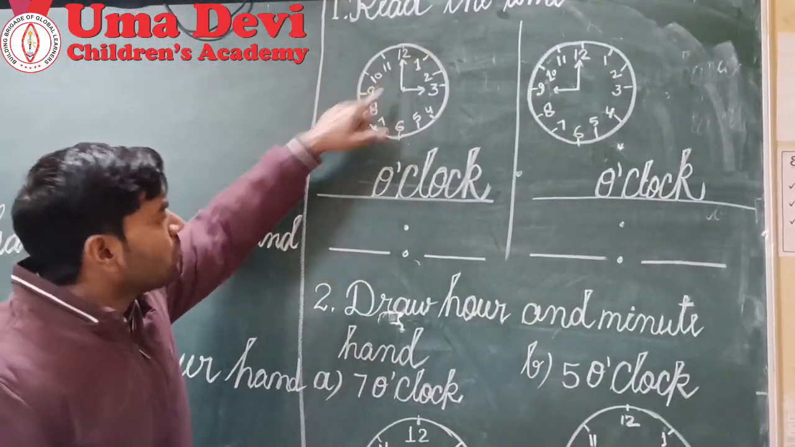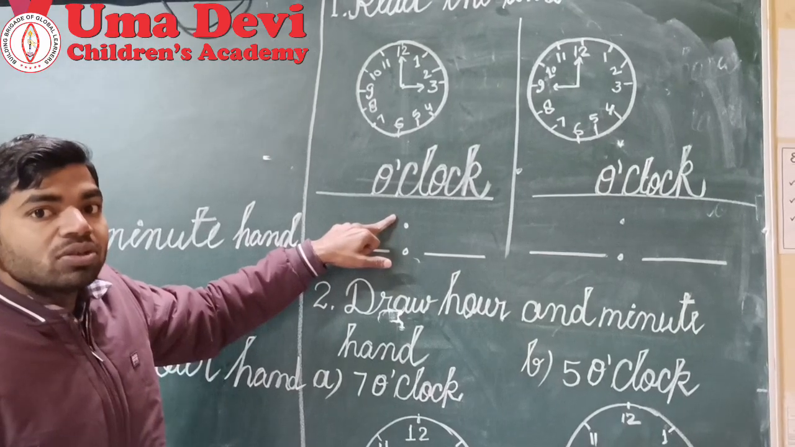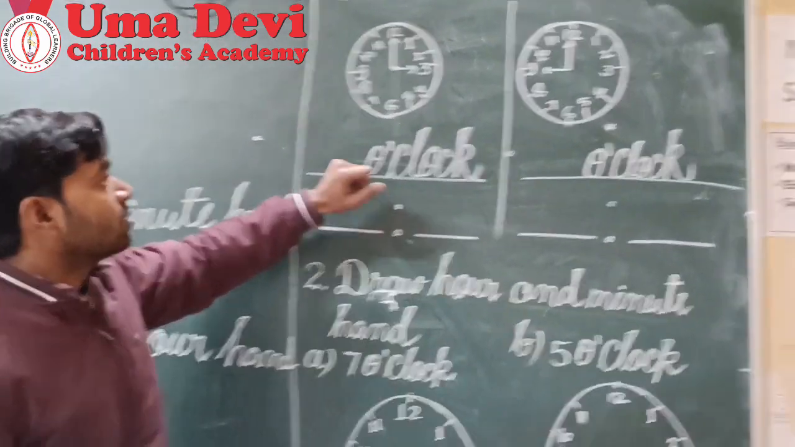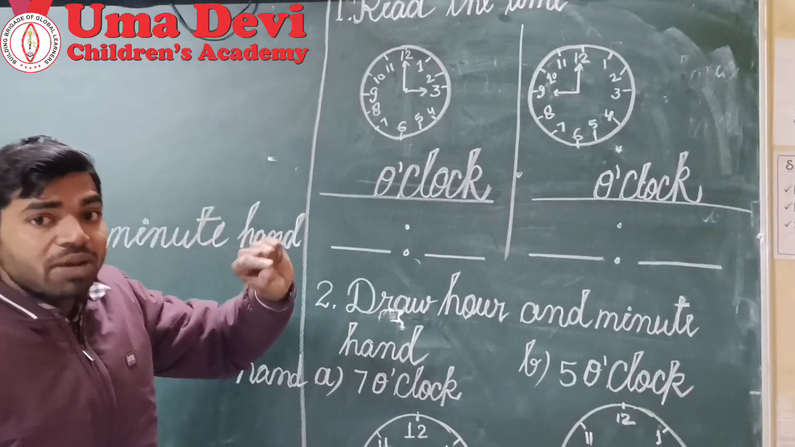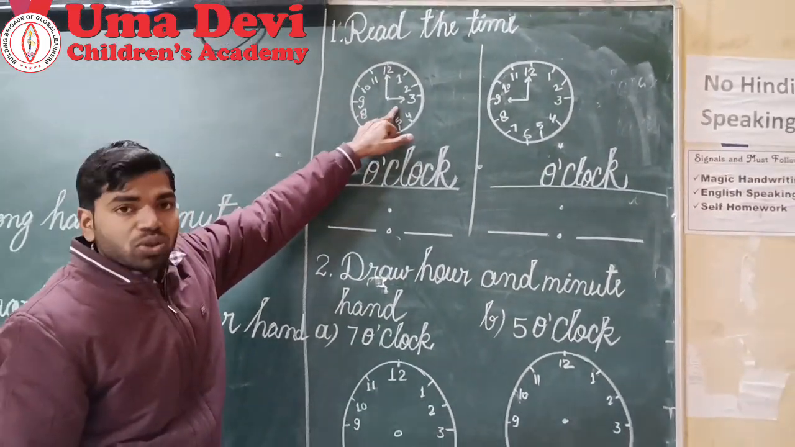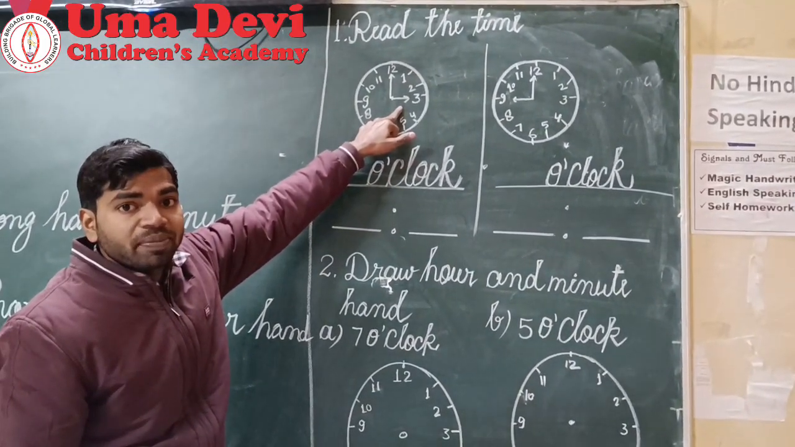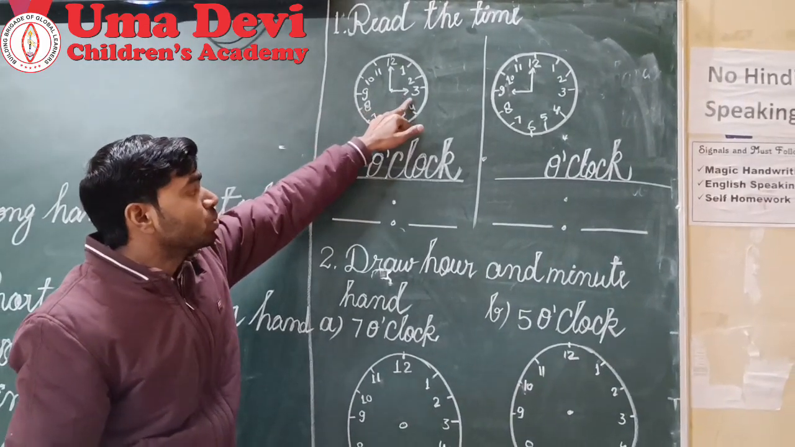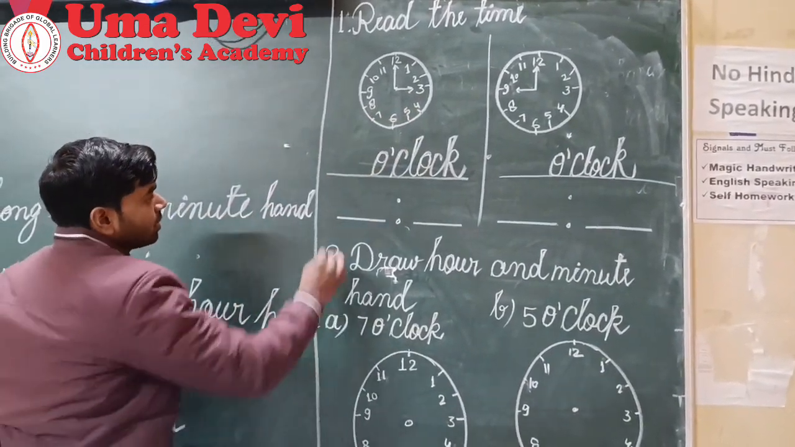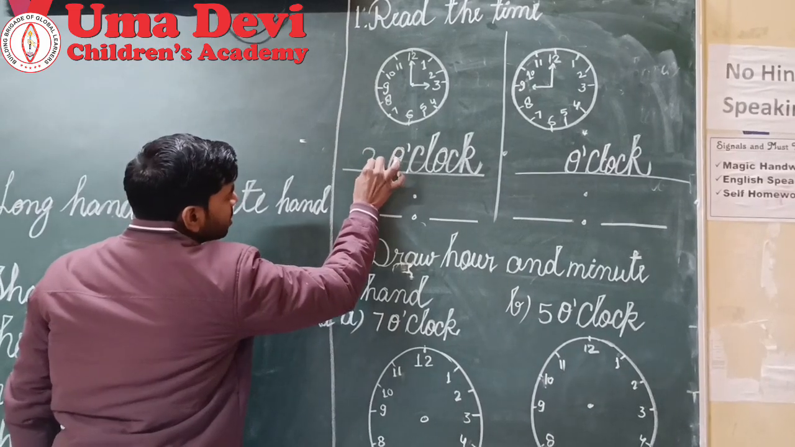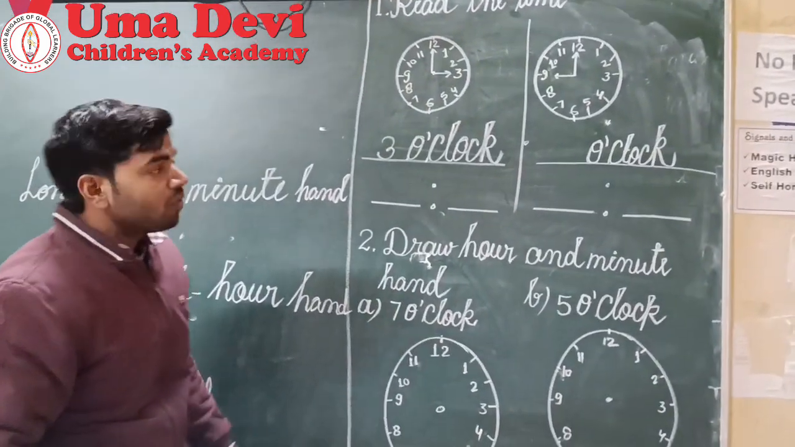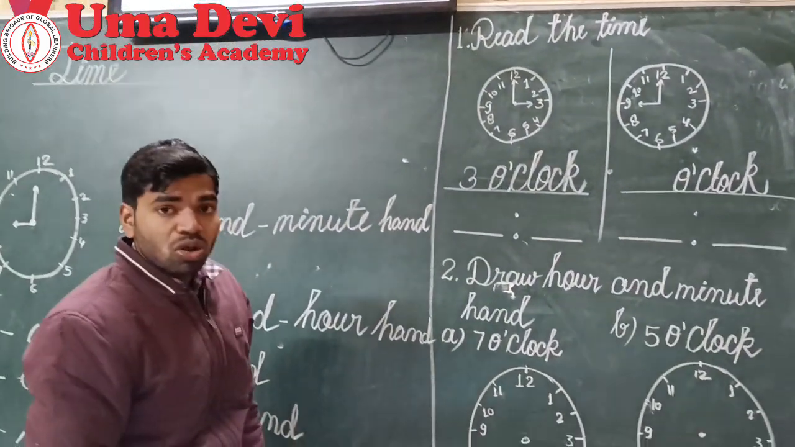We will say 12 o'clock. No, we will take that number where the short hand is, where the hour hand is pointing. The hour hand is pointing to 3, so we will take here 3. So the time is 3 o'clock. What is the time? The time is 3 o'clock.